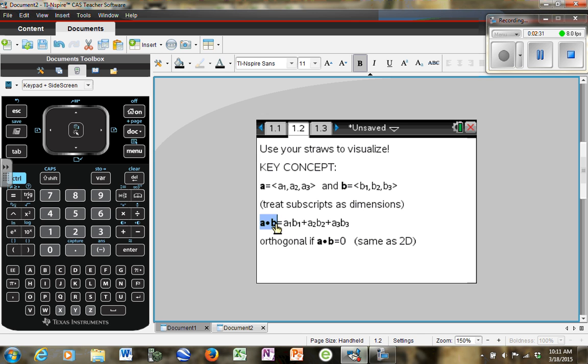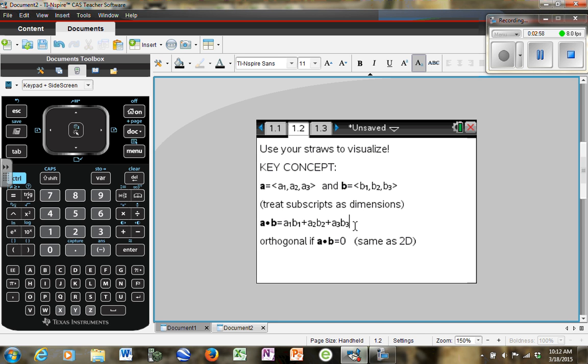So the dot product ends up being just this quantity right here. The first dimension parts multiplied by each other, the second dimension parts multiplied by each other, and the third dimension parts, and then all those things summed up together. So it's not really that much different than the dot product in 2 dimensions. We add a third dimension and we do the same exact thing.